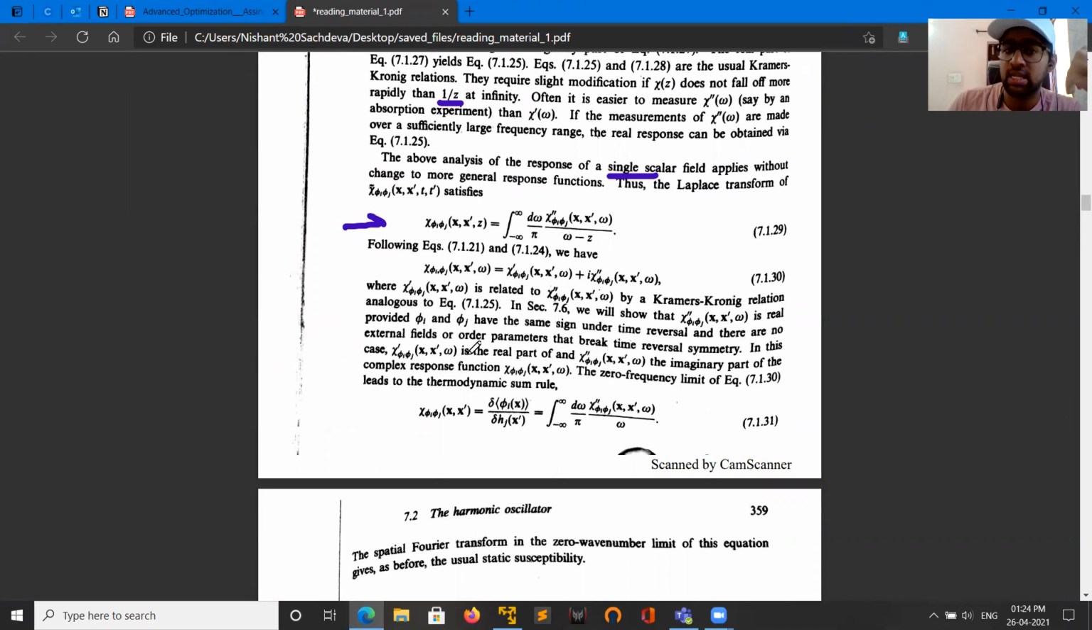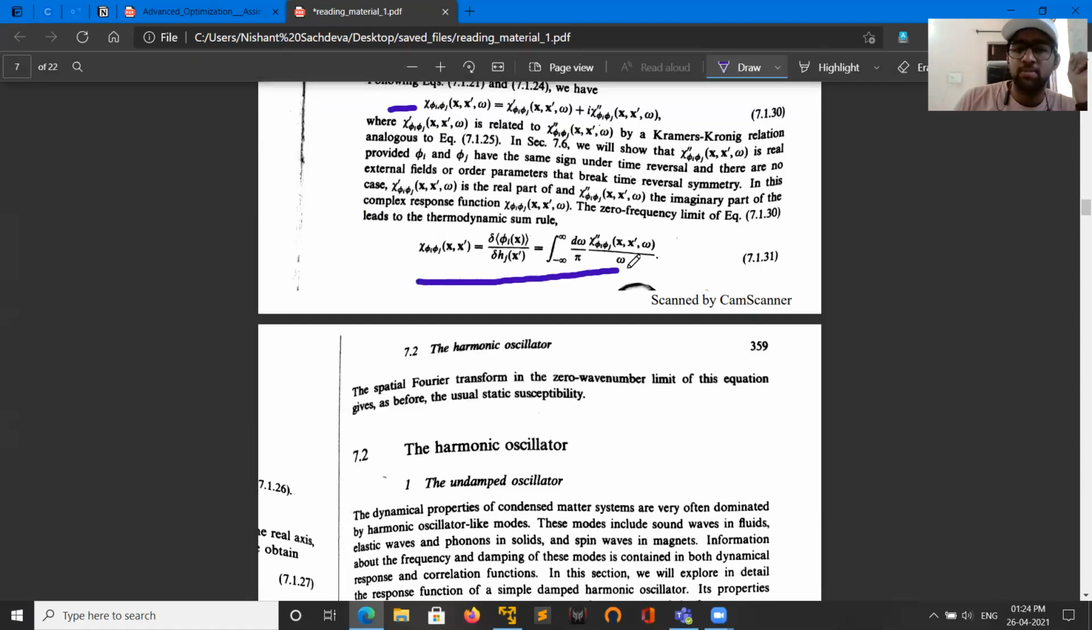So in our case, χ'(φ_i, φ_j) is the real part, and χ''(φ_i, φ_j) is the imaginary part of the complete response function χ(φ_i, φ_j). The zero frequency limit of 7.1.30 is this guy here, which leads to the thermodynamic sum rule. The thermodynamic sum rule was the term that came up right behind. This is the thermodynamic sum rule.